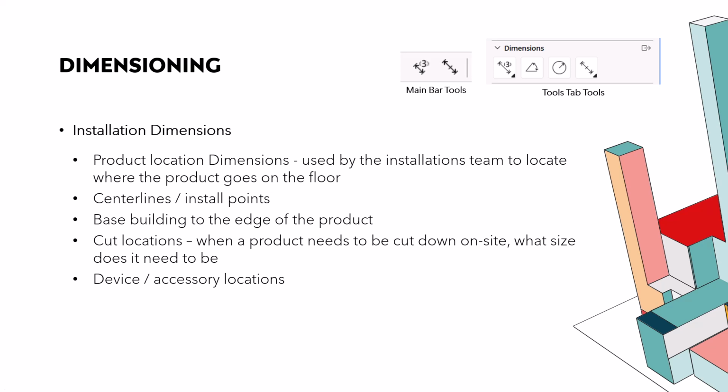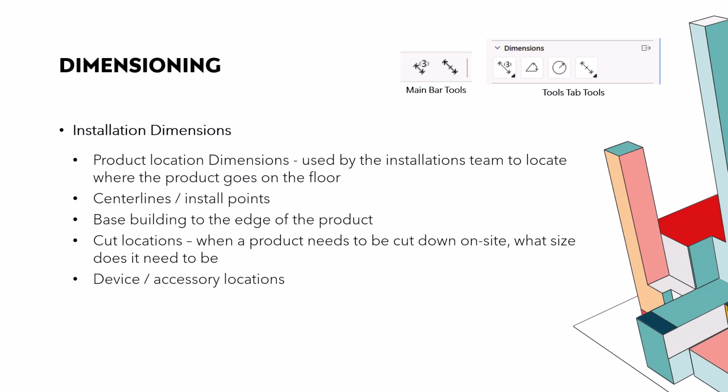And installation dimensions, product location dimensions. These are used by your installers to understand where the product goes on the floor plate. Center lines and install points. Sometimes your product has very specific points, especially if it's fastening to a floor, a wall, or a ceiling. We need to indicate those points for those installers. Put those dimensions on your drawings.